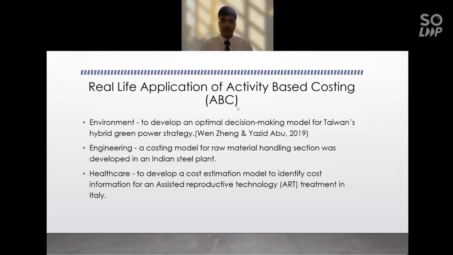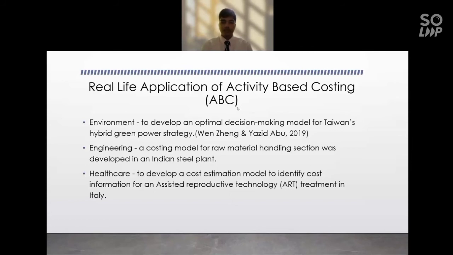For environment, the concept of activity-based costing (ABC) has been used to develop an optimal decision-making model for Taiwan's hybrid green power strategy. From the research, the main problem was an unstable electricity supply for economic development and residential life in Taiwan. Therefore, a green electric power system is very important for Taiwan as a new electricity source.